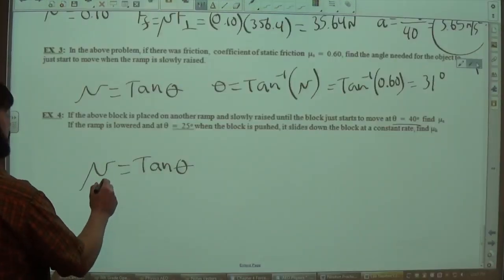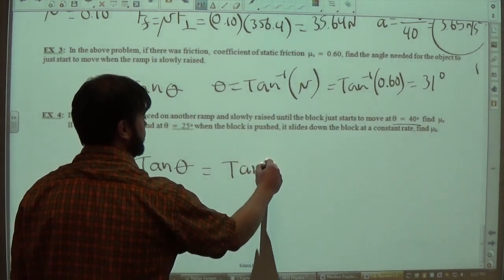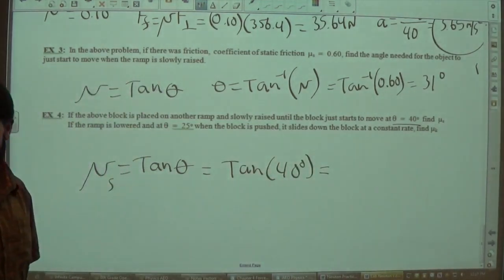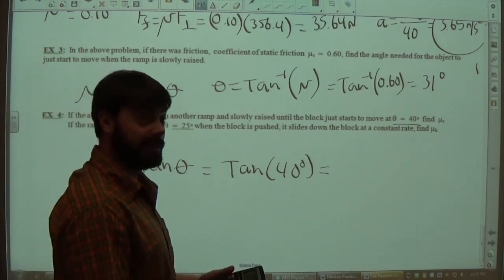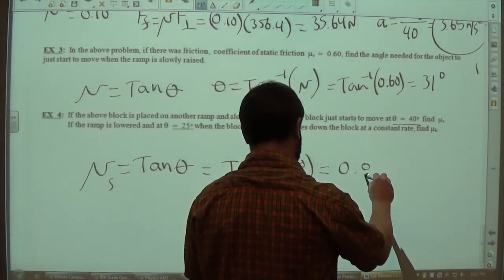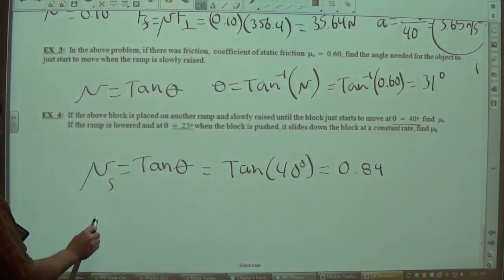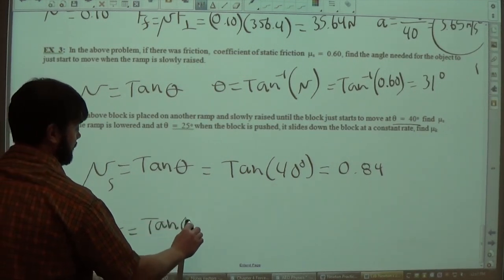For our mu static, we know that the angle that it slipped at was equal to 40 degrees. So I'm just going to plug in the tangent of 40 degrees for that one. Again, make sure your calculator is in degrees and not radians. This gives me 0.84 approximately. Then if I want to find the mu kinetic, it's still just equal to the tangent of theta.